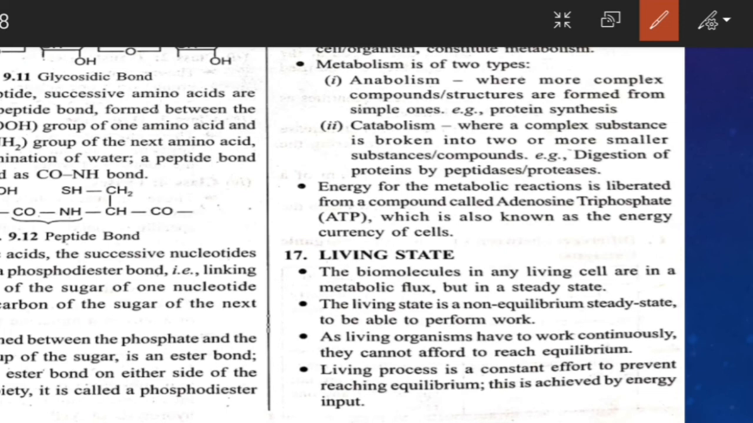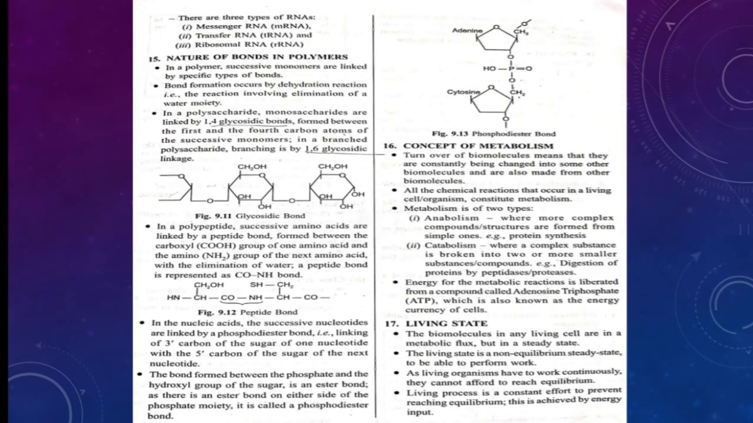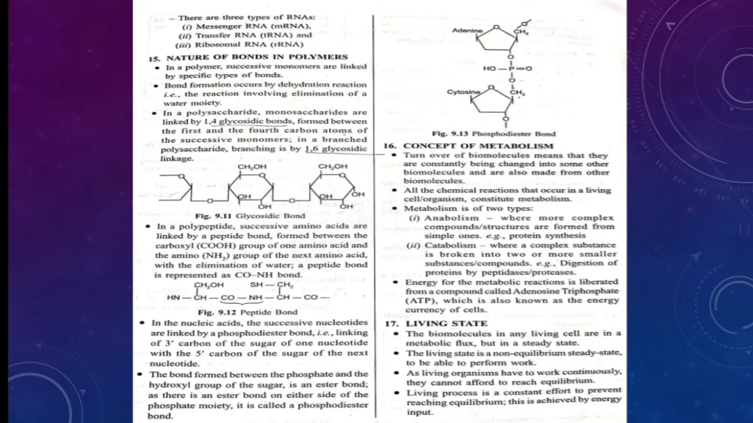Okay, the living process is a constant effort to avoid reaching equilibrium. So our life processes prevent us from reaching a state of equilibrium. We would never want to reach equilibrium. That is what the living state is. Since metabolism provides the mechanism for production of energy, metabolism is very important for the living state. In the next class, we will be discussing enzymes, the mode of action of enzymes, and how enzymes help in various life processes and maintain the living state.